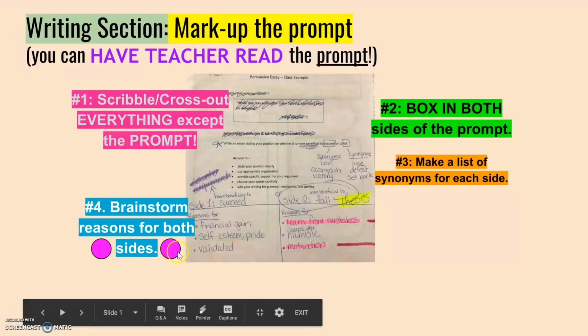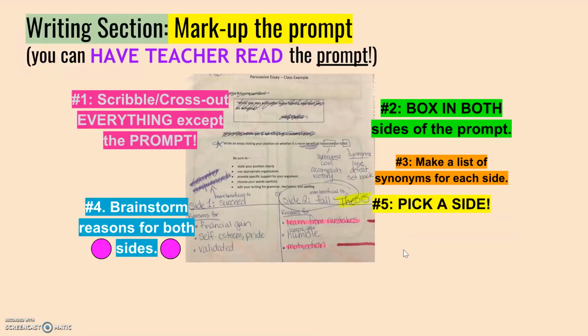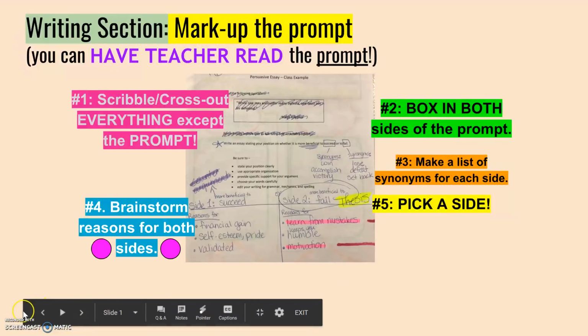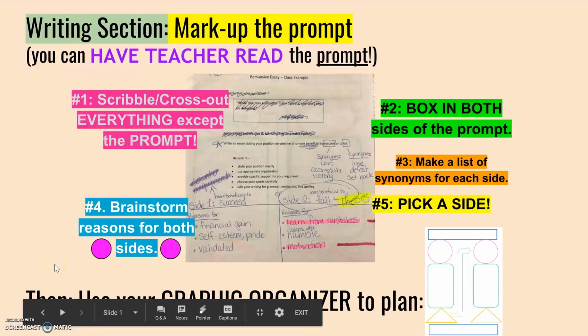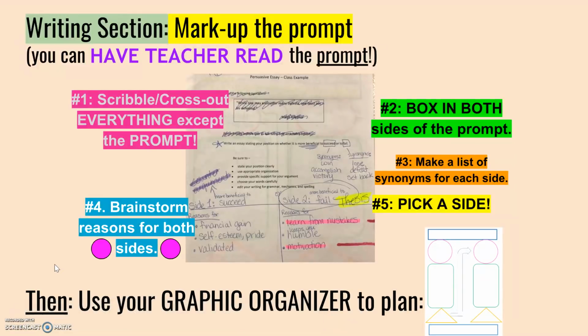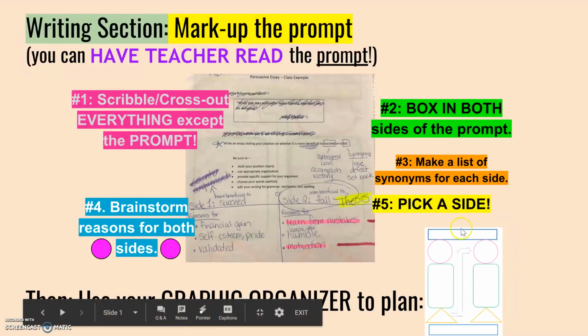All right, whichever side you end up picking, which is number 5, that will become your thesis. And the reasons that you just brainstormed for that side you picked will become your circles, your topic sentences. And I will show you what I mean by that in the next video when we fill in the graphic organizer. Because when you are done with marking up the prompt, you are then ready to move on to your graphic organizer.